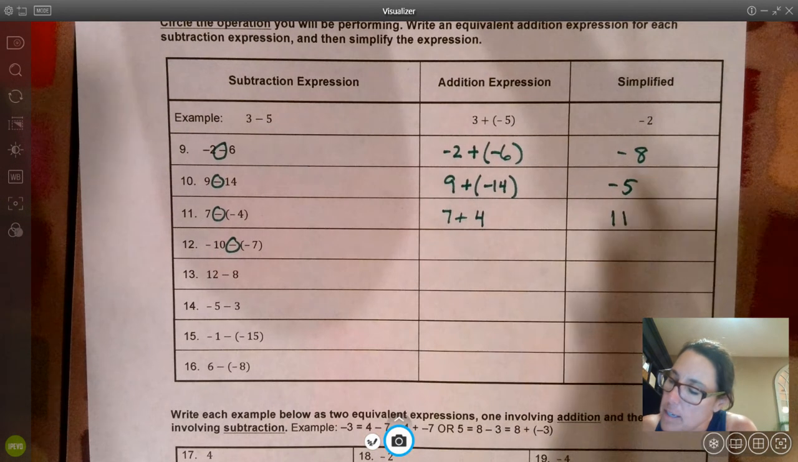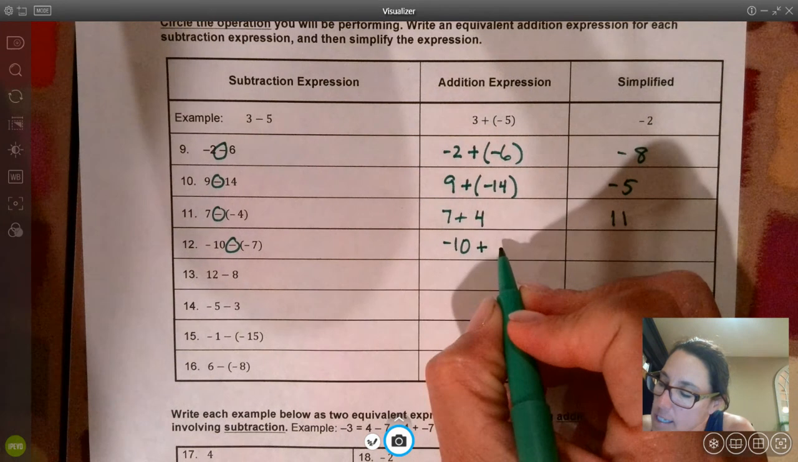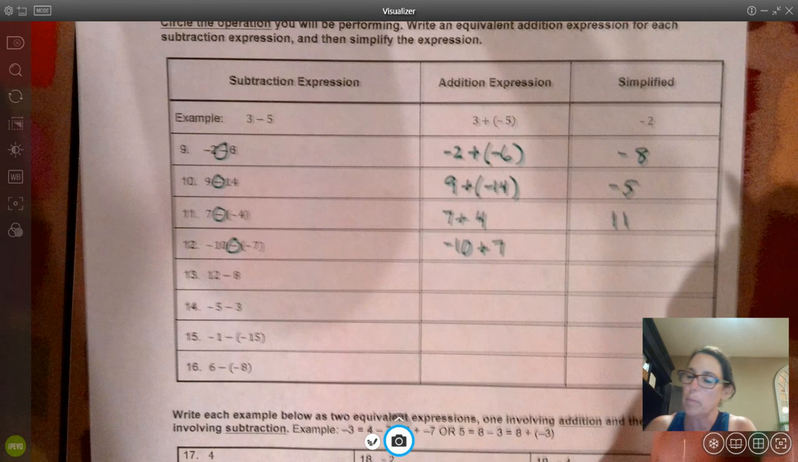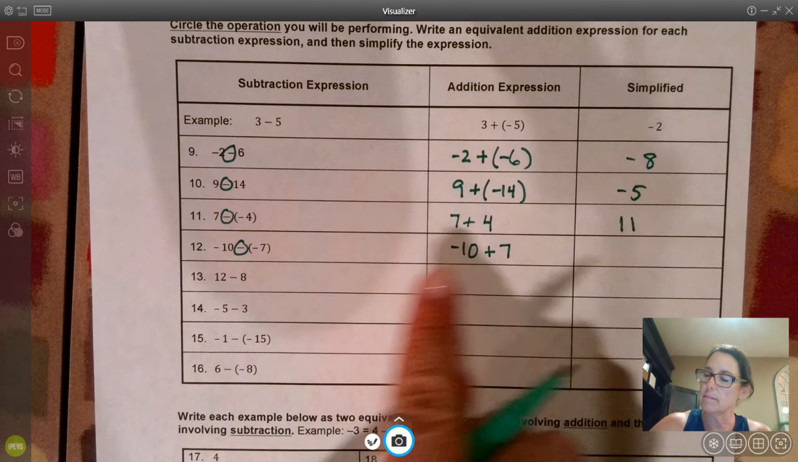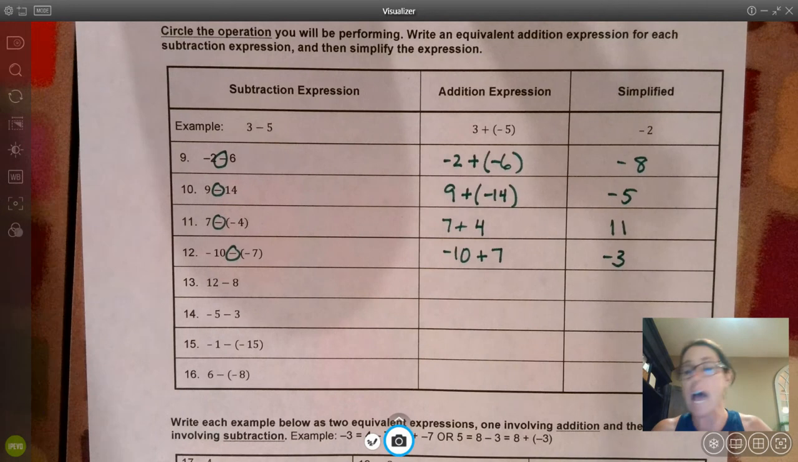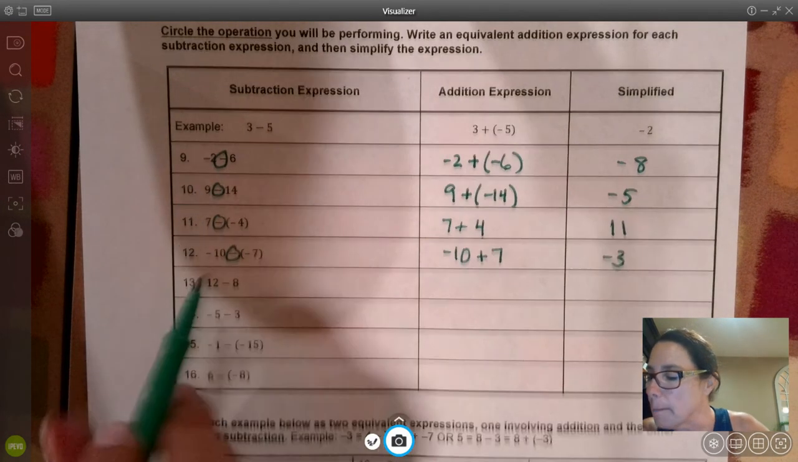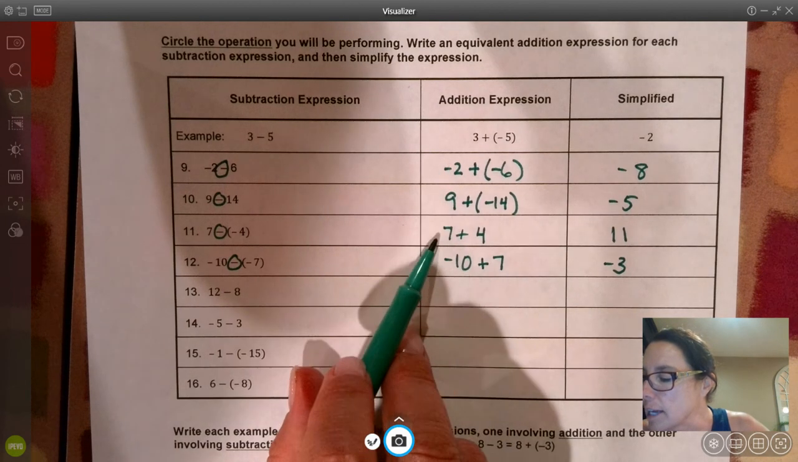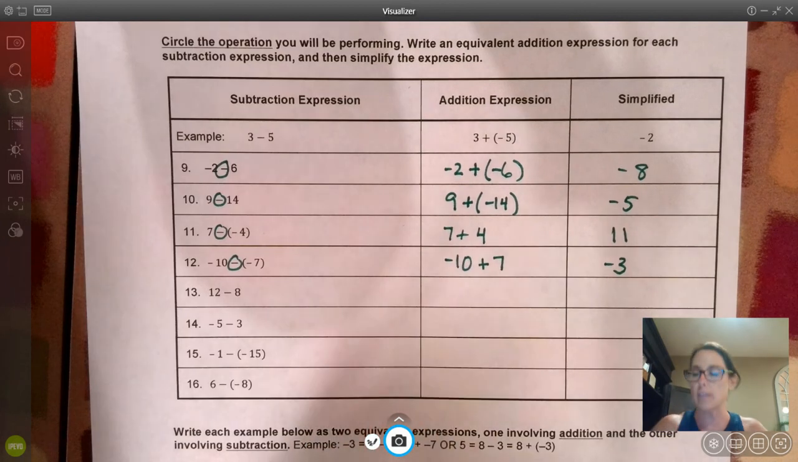Okay, that's a minus sign. So we've got negative 10 plus the negative 7 changes to a positive 7. No matter which one you look at, should be negative 3. Please notice I've never, ever changed the sign of the first number. This sign has never changed. It's all about what comes after the minus sign.